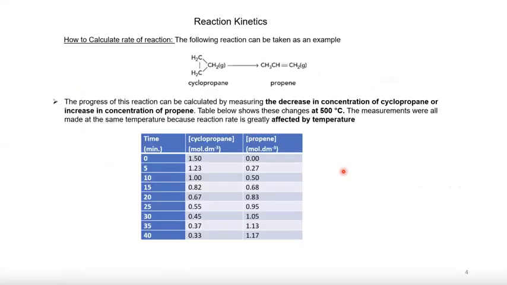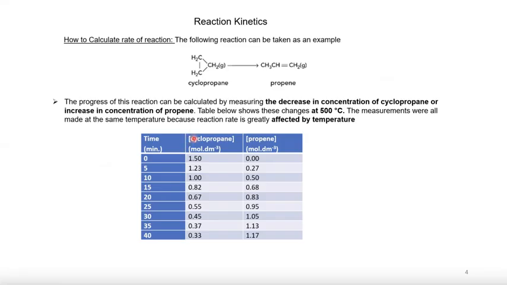Then we take an example of how to calculate the rate of reaction. We are taking the example of cyclopropane, and the product is propene. We follow this reaction at a definite temperature, in this case 500 degrees Celsius. We measure the rate of reaction with time. Let's say this is what we have measured every 5 minutes.